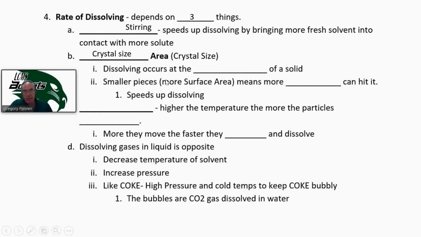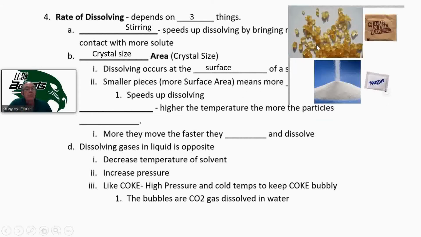Crystal size. If you mash the stuff up into a fine powder, it's going to dissolve faster than if it's in big chunks. So dissolving occurs at the surface. Like when they showed us that salt molecule, that doesn't happen in the center of the particle. It happens at the edges. So smaller pieces mean more solvent can hit the particle because more of it's exposed, so it'll dissolve faster.